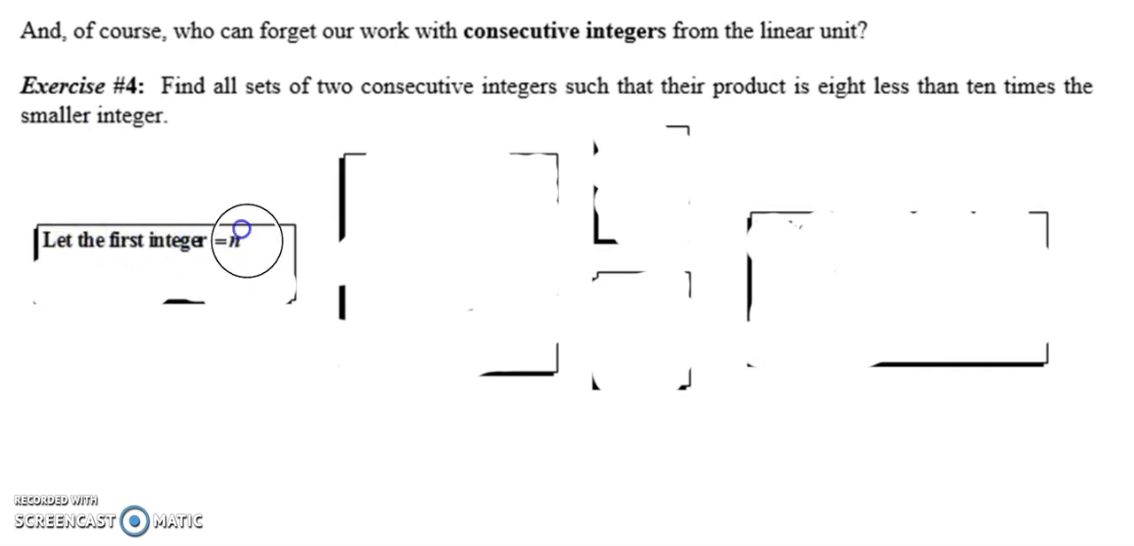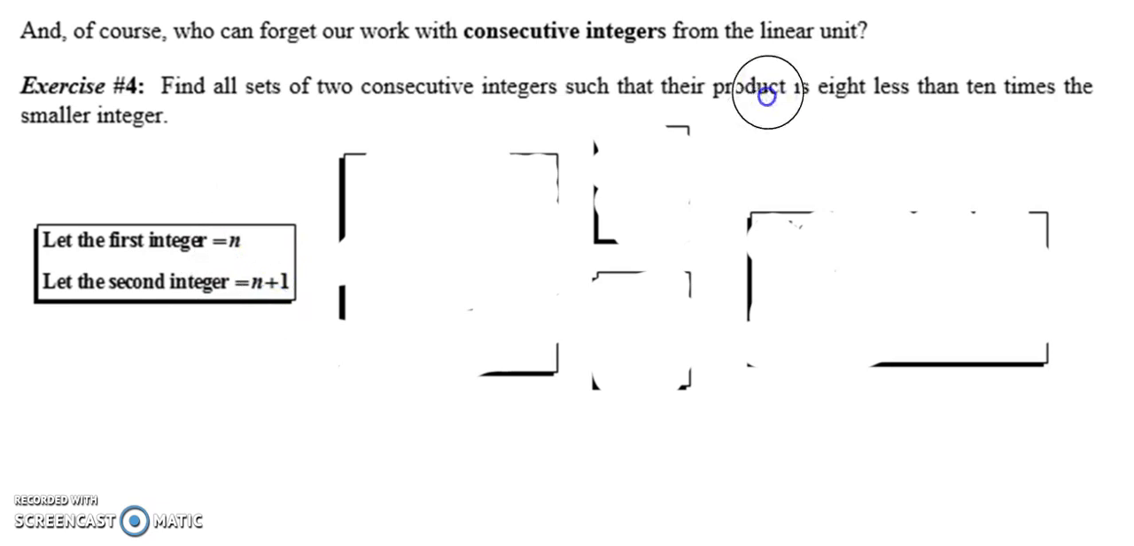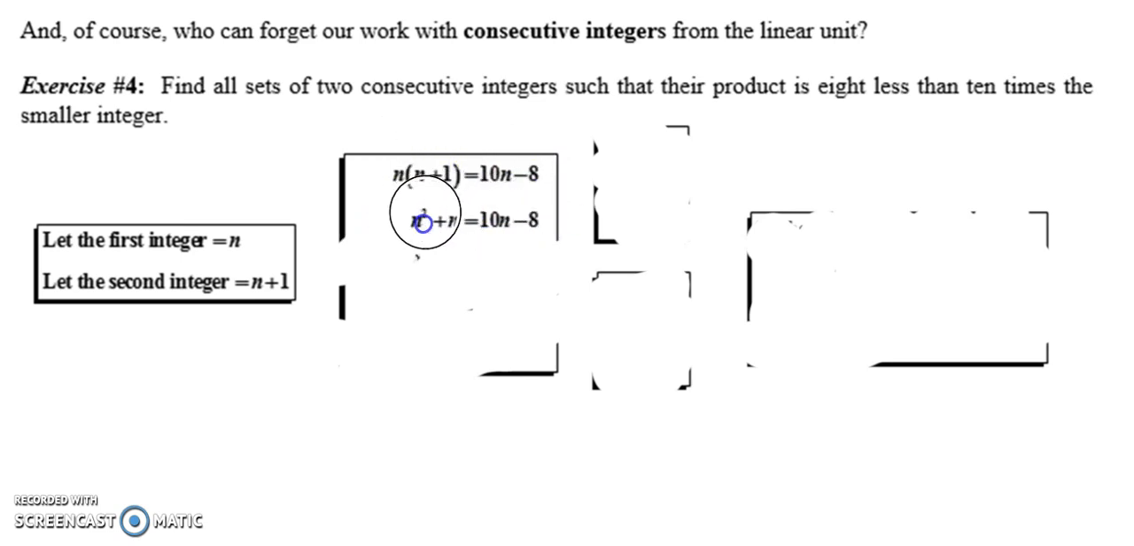So let the first integer be n. So the next one would be 1 more than that, so the next one would just be n plus 1. So first number, second number. The product of these, so n times this would look like that, is equal to 10 less than the smaller one. So, I'm sorry, 8 less than 10 times the smaller one. Kind of going fast. Then distribute this, do the math you know. When you distribute, oh look, n squared, that means it's quadratic. Set this side equal to 0. So subtract 10, add 8. So we're just doing the opposites there.